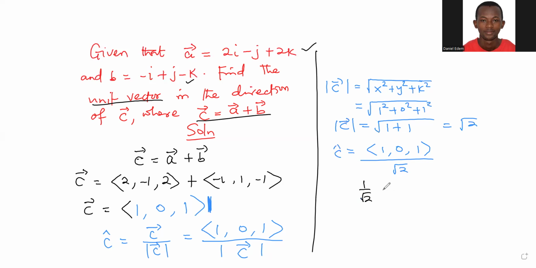Okay. We also have 0 on root 2. We also have 1 on root 2. But a radical cannot be at the denominator, so we need to rationalize. And this will give root 2 on 2.